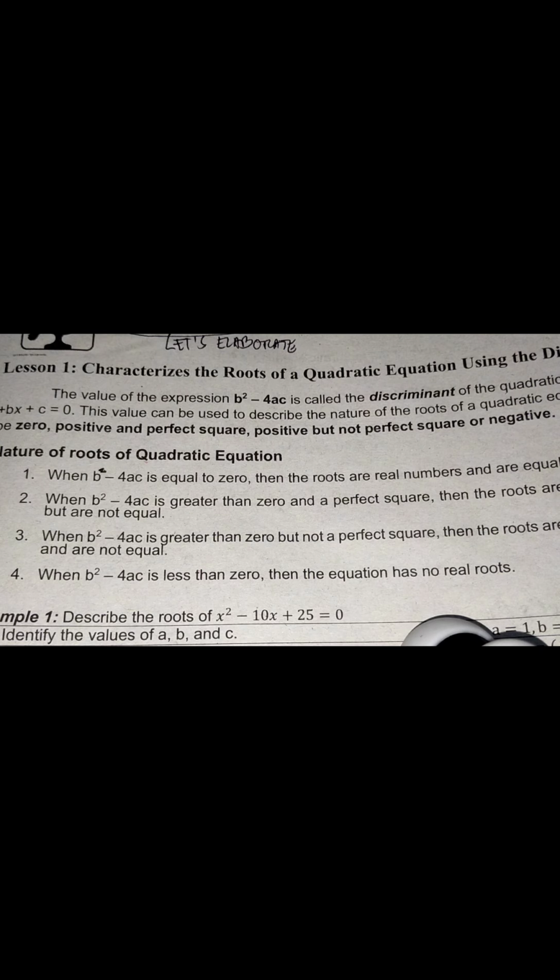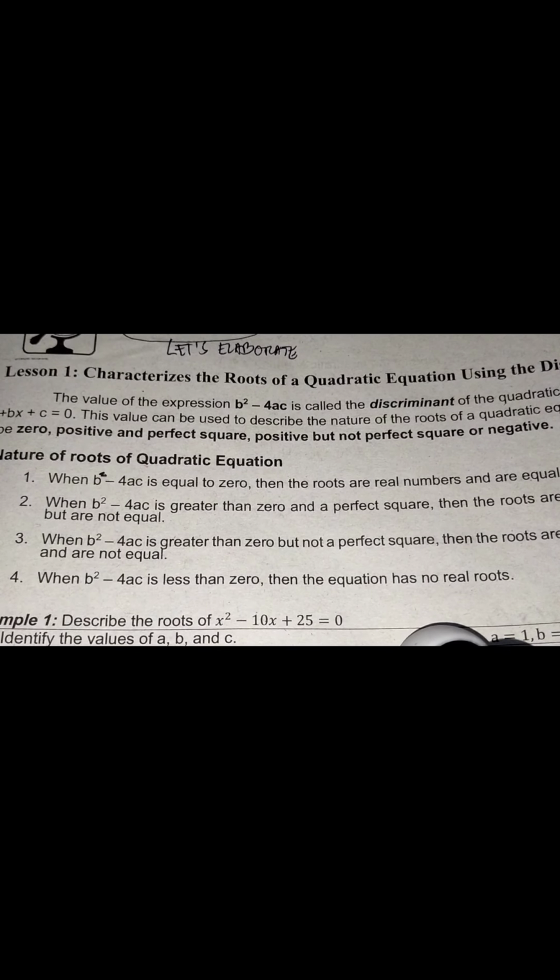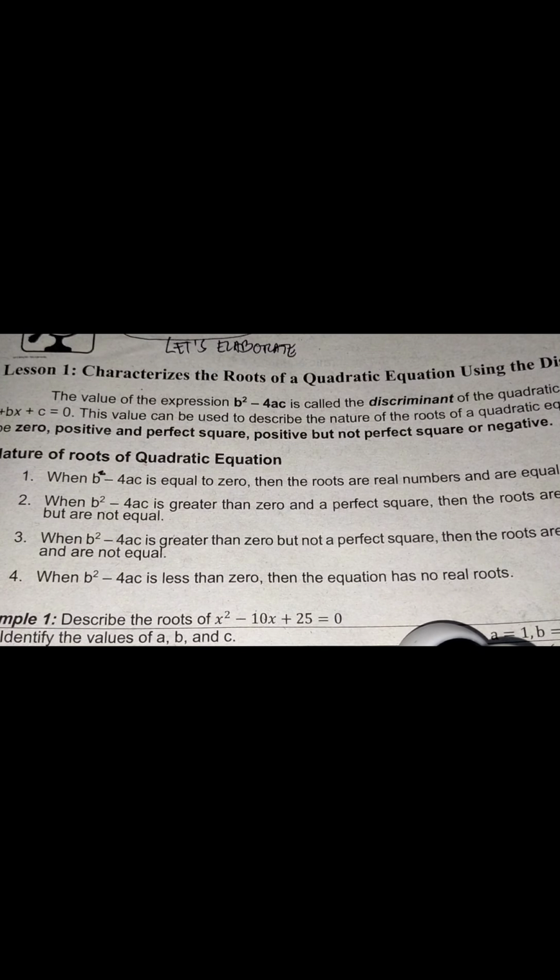Number 2, when b squared minus 4ac is greater than 0 and a perfect square. Okay? So, na-discuss naman natin nung nakaraan kung ano yung mga perfect square. Then, the roots are rational numbers but are not equal. Okay? So, ibig sabihin, rational number siya, pero hindi sila equal. Okay? Malalaman natin yan mamaya sa example.